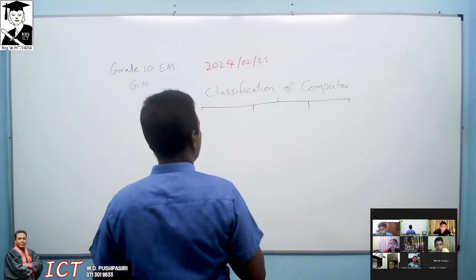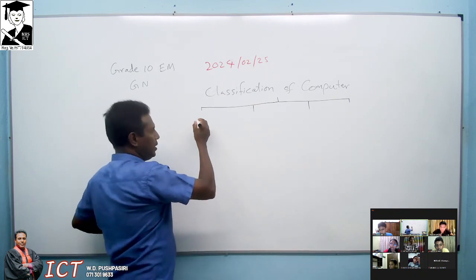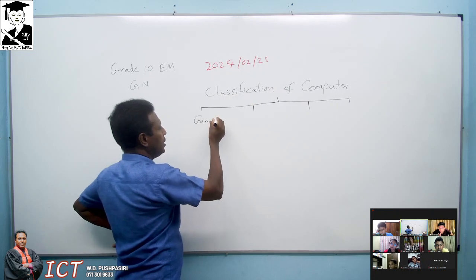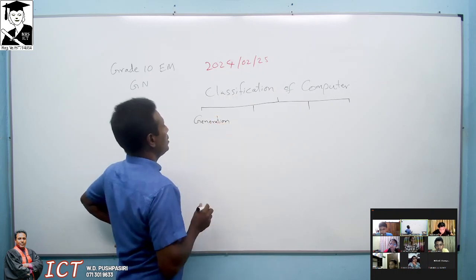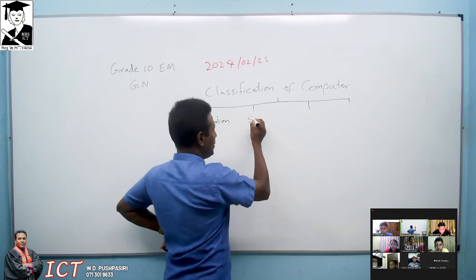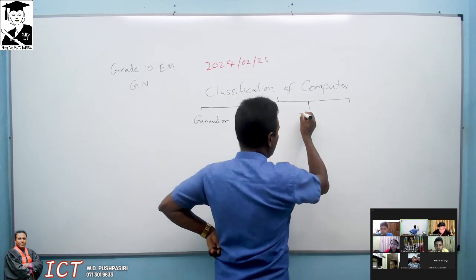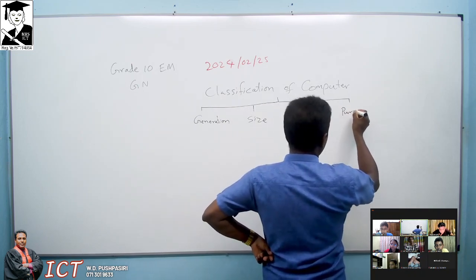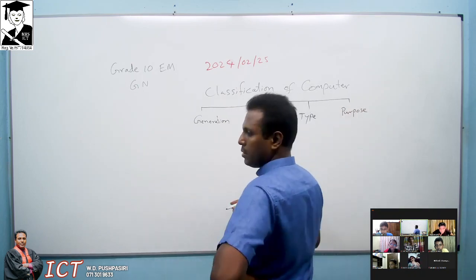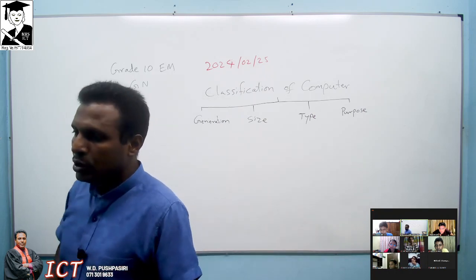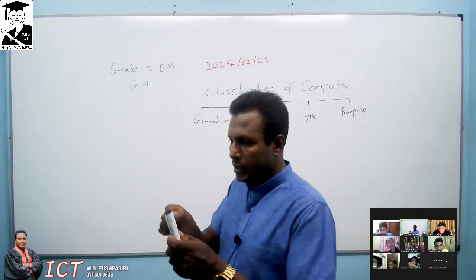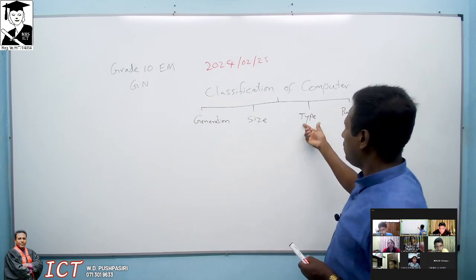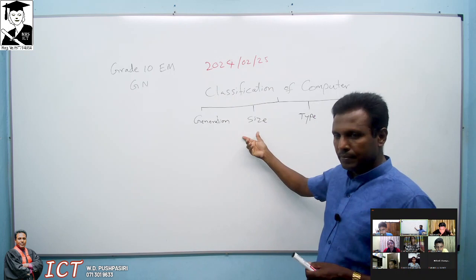I can discuss it like this: generation, size, type, and purpose. Size, type, purpose. But in this lesson, in your textbooks, you are given according to the type and the size.